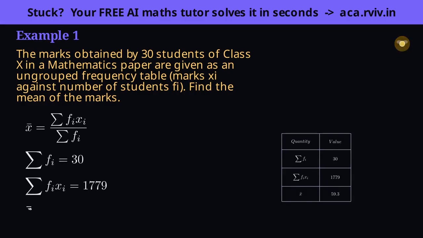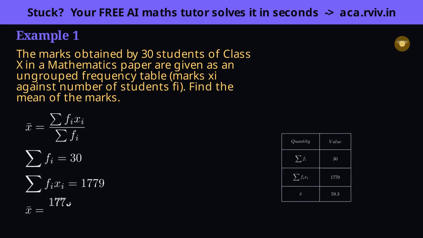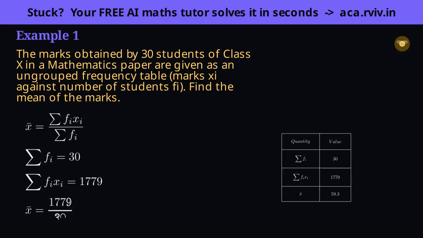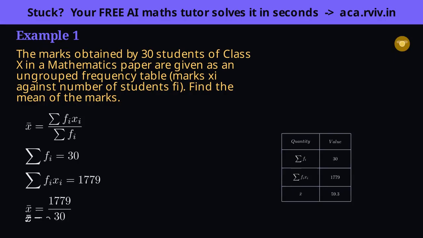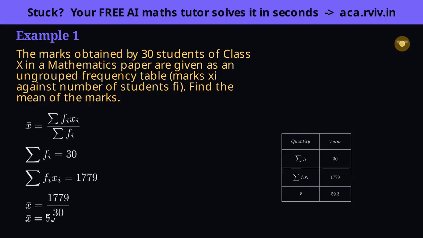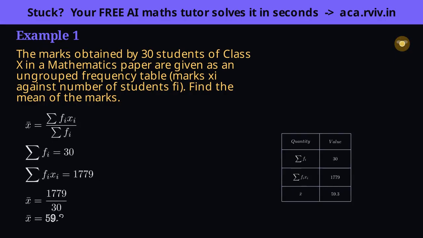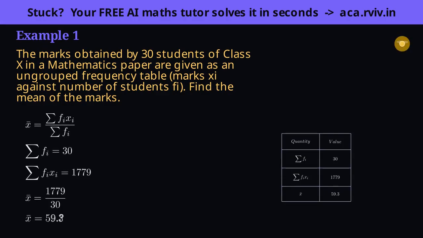Now divide the weighted total by the head count. This is the balance point step, sharing the total marks fairly across all 30 students. Carry out that division and we land on the mean mark, 59.3. Notice it sits inside the range of the actual marks, exactly where you'd expect a balance point to be.